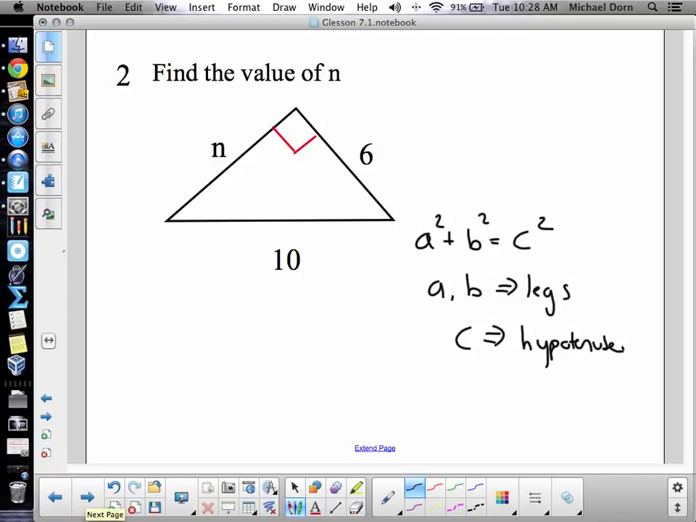And you should be familiar enough with what legs and hypotenuse are in a right triangle at this point. The legs are the two sides that make up the right angle. Hypotenuse is the long side, opposite the right angle.